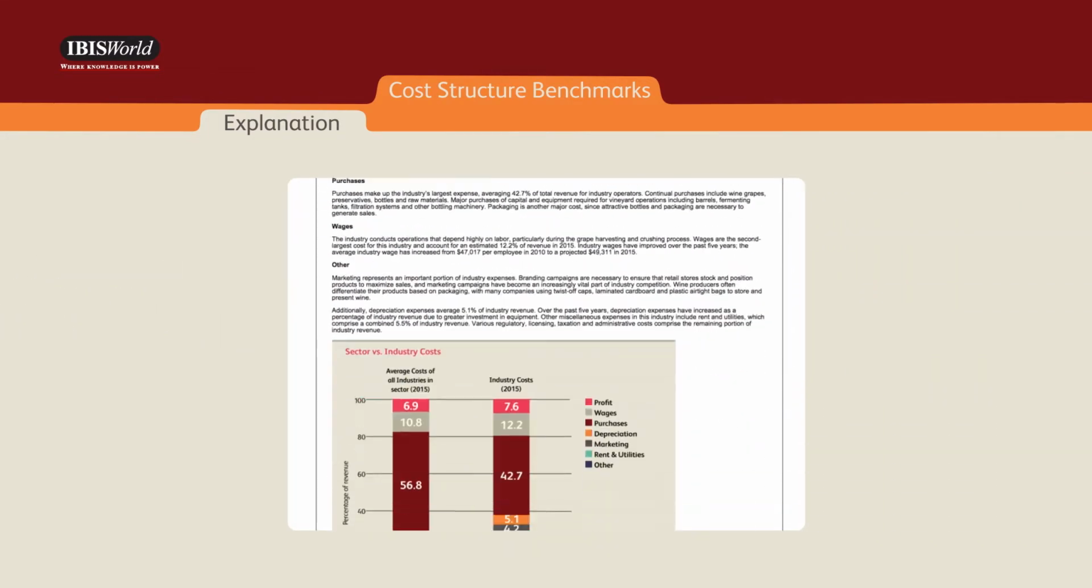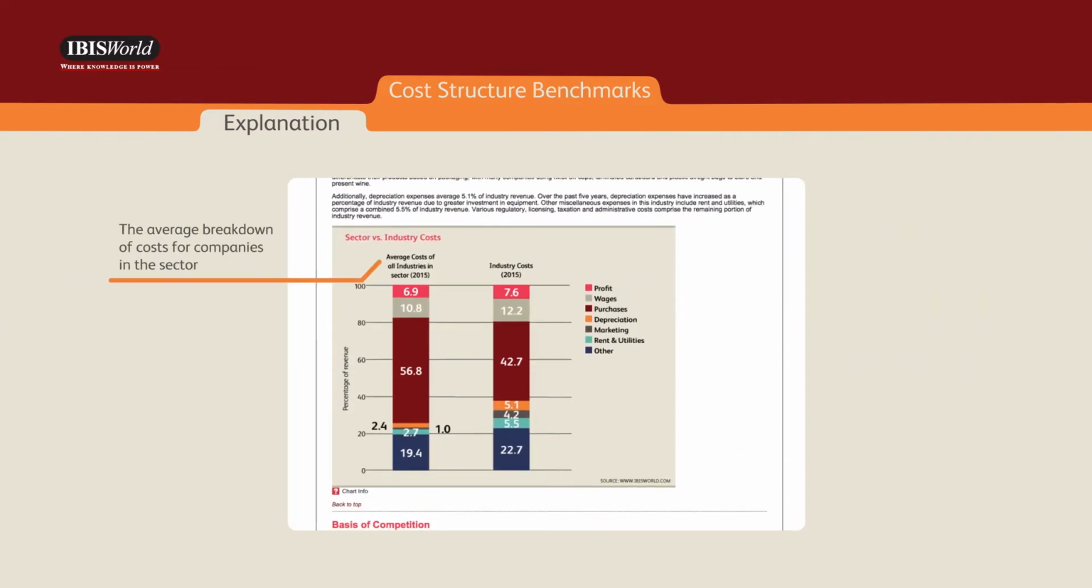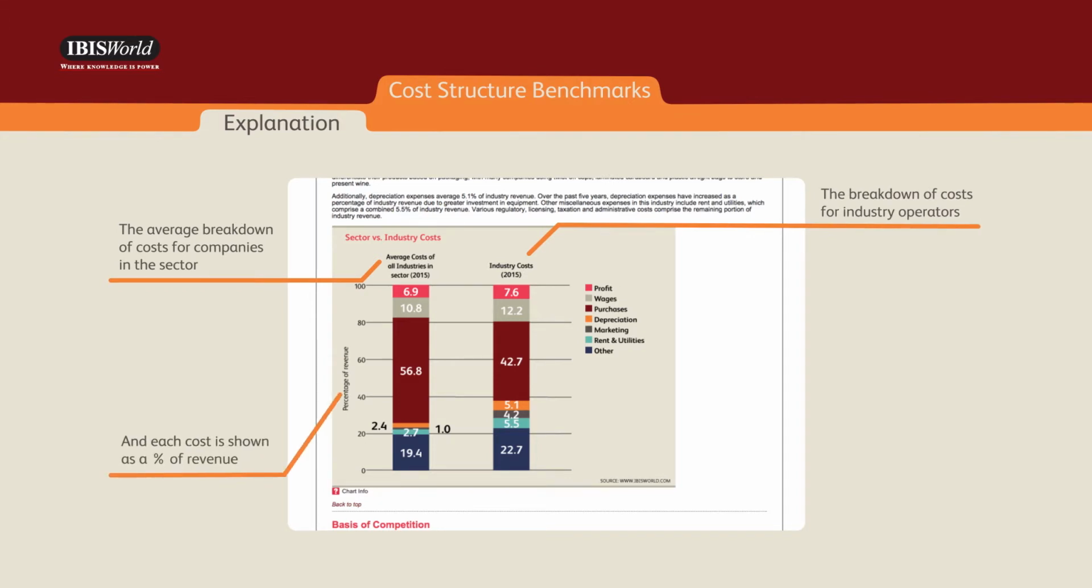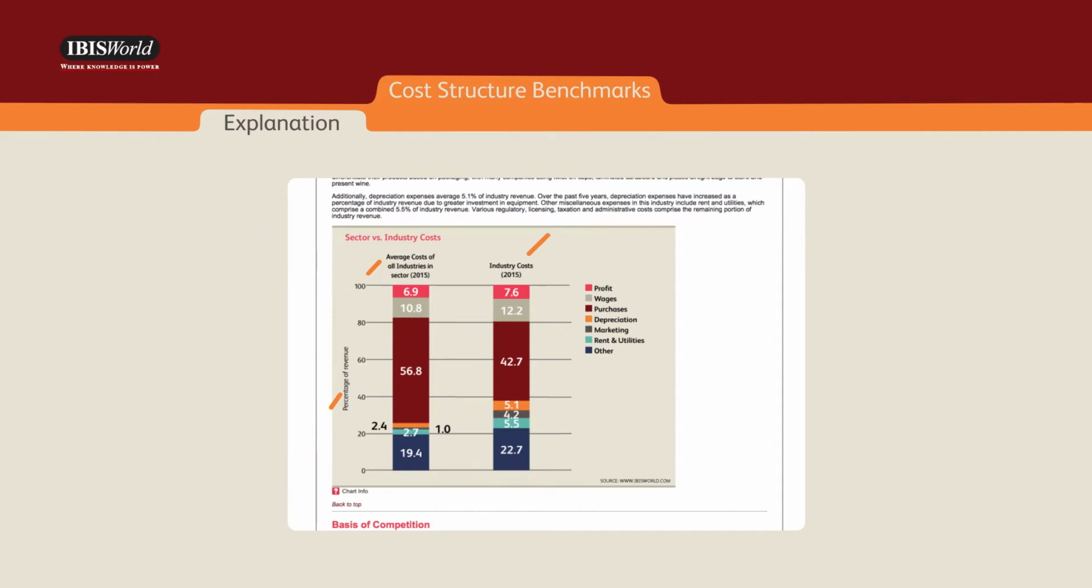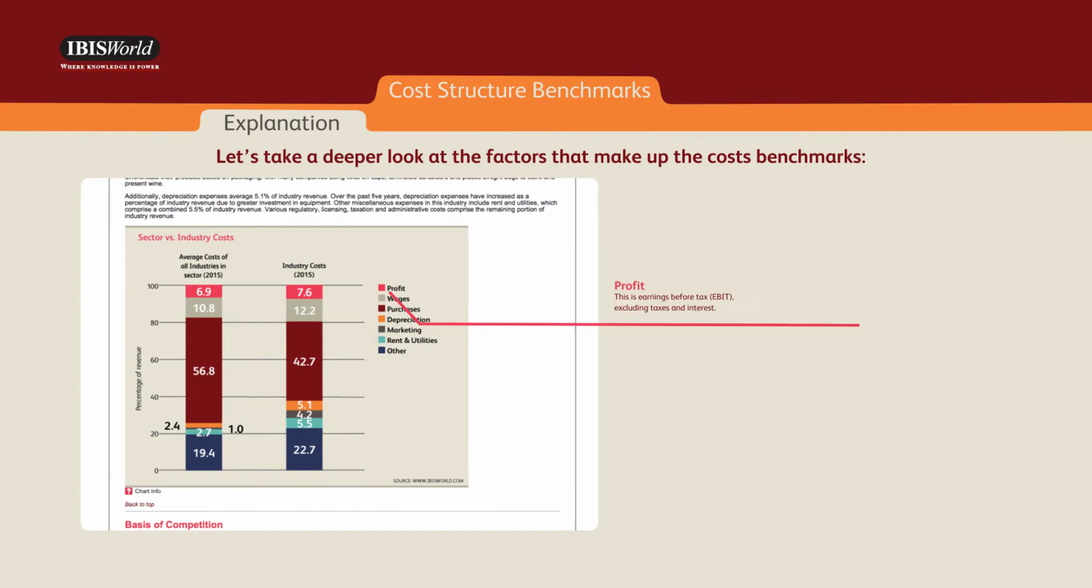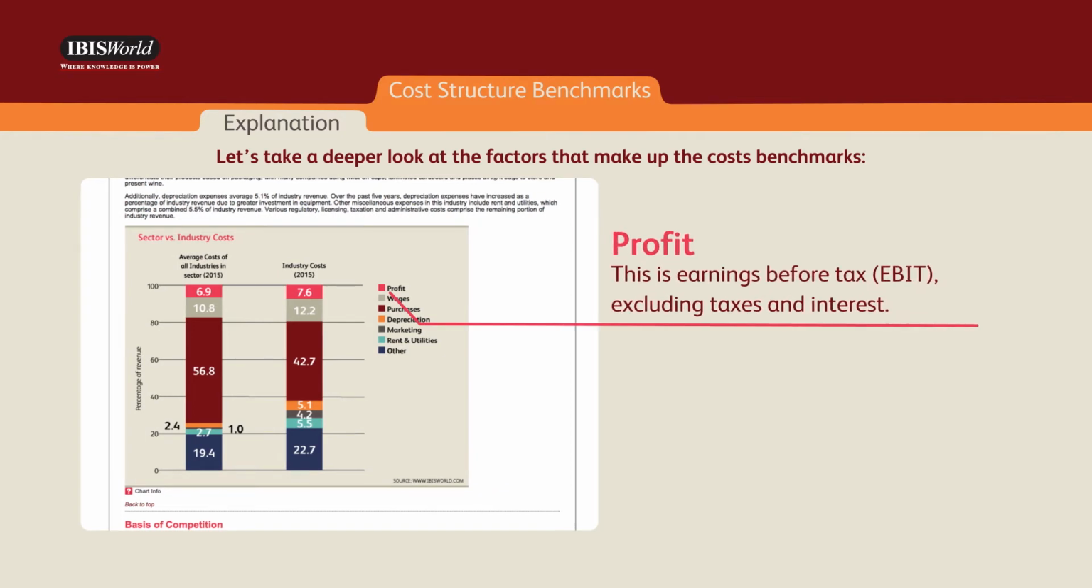The cost breakdown chart shows the average breakdown of costs for companies in the sector, the breakdown of cost for industry operators, and each cost is shown as a percentage of revenue. Let's take a deeper look at the factors that make up the cost benchmarks. Profit. This is earnings before tax, EBIT, excluding taxes and interest.